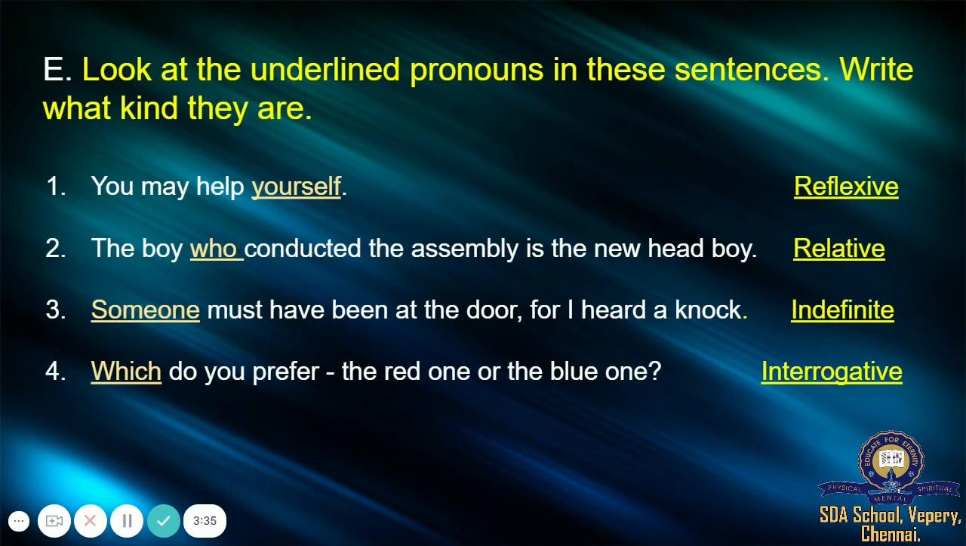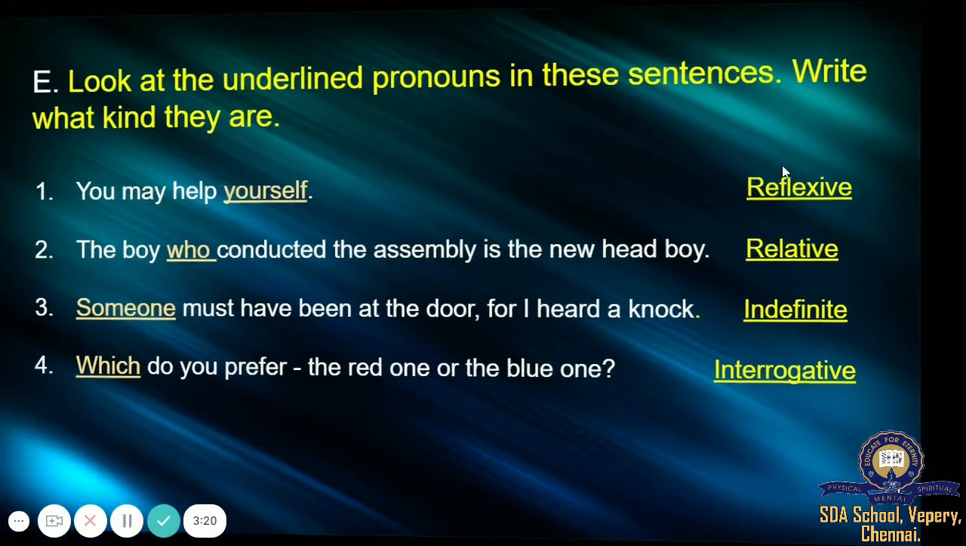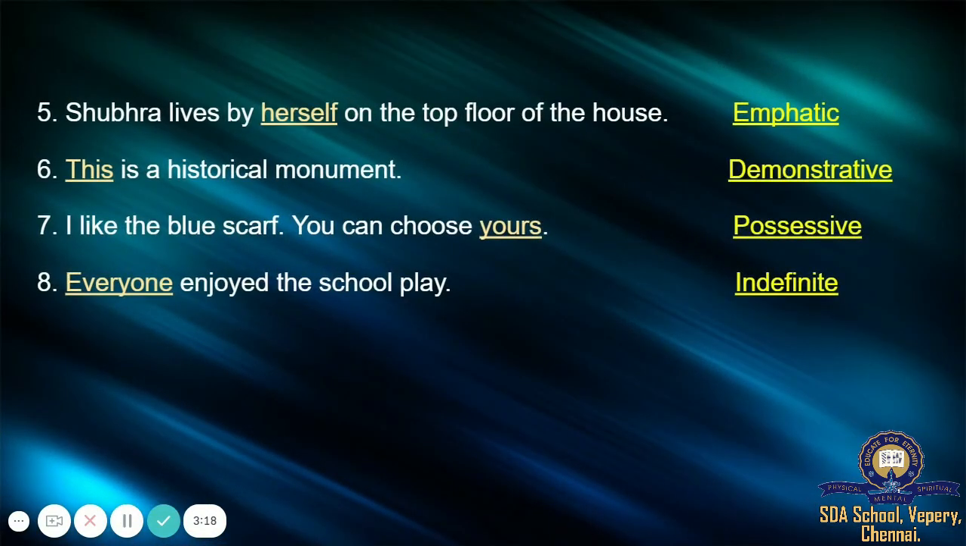Someone must have been at the door, for I heard a knock. So the answer is indefinite pronoun. Which do you prefer, the red one or the blue one? Interrogative pronoun. Shubhara lives by herself on the top floor of the house. So the answer is emphatic pronoun.